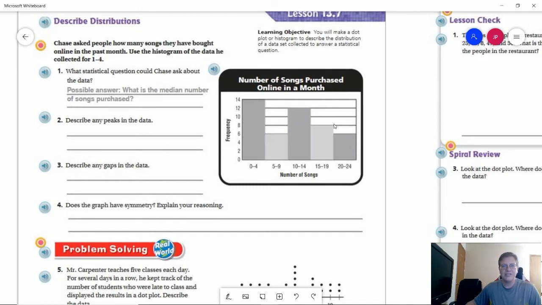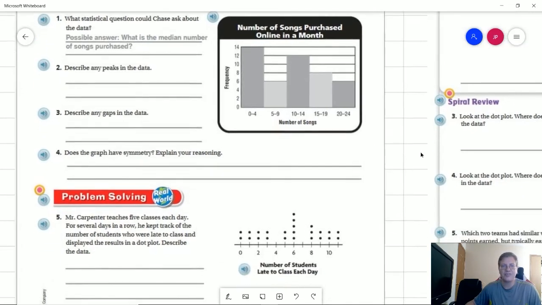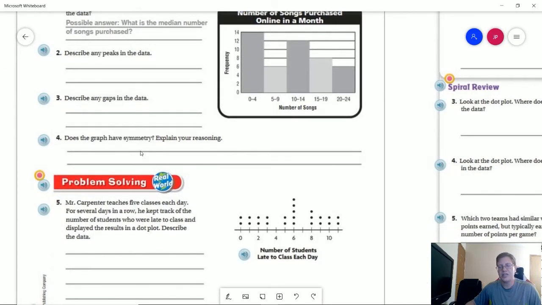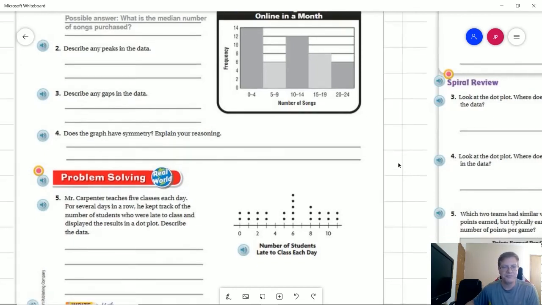All right, let's go ahead and take a look at our homework problems. For number 2, we're looking for any peaks in the data, and so you could say that there might be 1 or 2 of those. Describe any gaps. We would be looking for something that would have a frequency of 0. I don't see anything there for that. Does the graph have symmetry? We want to look at, can we draw a line down the middle of the graph and have a reflection, or close enough to it, on either side? The example I gave earlier where we might be able to argue, I don't think we would have as good of an argument for this one.